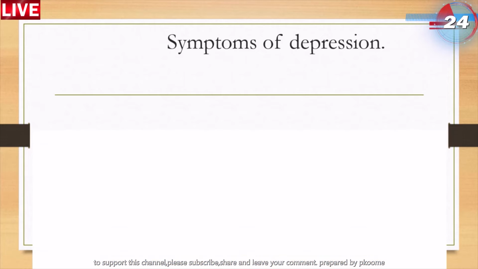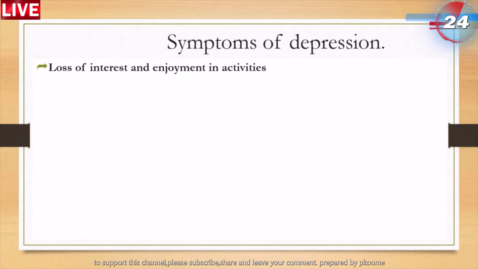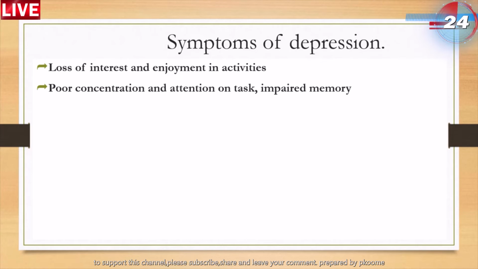1. We have loss of interest and enjoyment in leisure activities. A person does not enjoy activities like he used to enjoy them. He loses interest in activities that used to cheer him up. Next, we look at poor concentration and attention on task. This is impaired memory. You don't concentrate on the task given. You don't show attention.